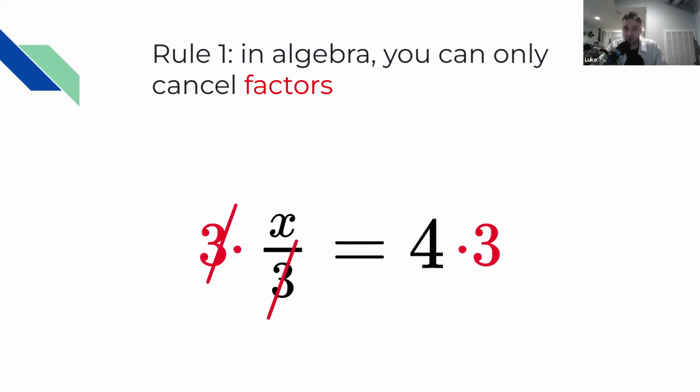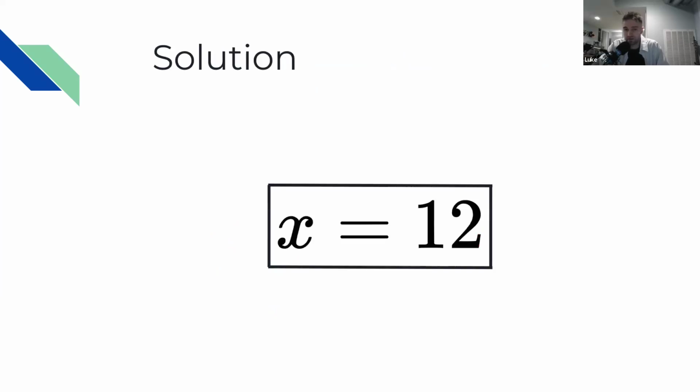Okay, but that leads us to a really important rule in algebra. Okay, in algebra, you can only cancel factors. All right, I might make a whole video just talking about cancellation and the rules of cancellation. All right, in this equation, the 3's cancel because the 3's are factors. All right, so that gives us the solution x equals 12.